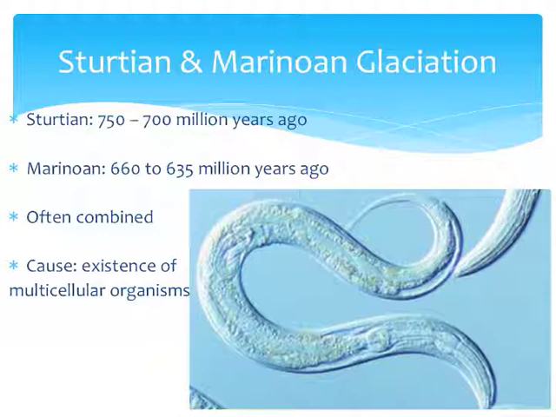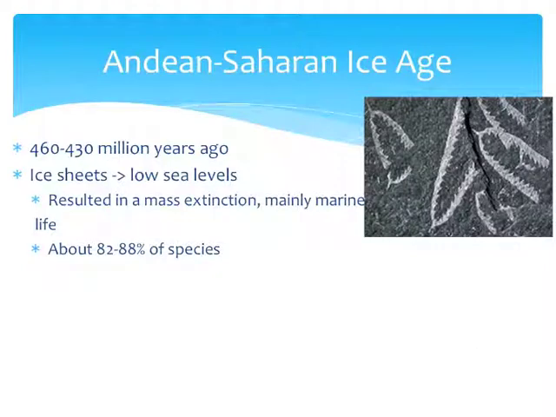The second ice age was the Sturtian and Marinoan glaciation. The Sturtian ice age took place 750 to 700 million years ago, and the Marinoan ice age happened 660 to 635 million years ago. These two ice ages are often combined since the time between the two was very short and neither one lasted very long. Scientists believe the cause of both glaciations was the existence of multicellular organisms, which would have affected the CO2 levels.